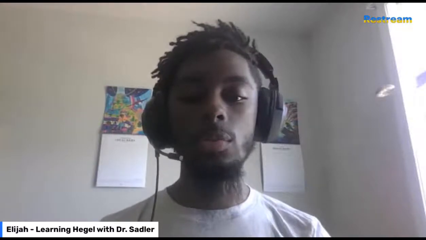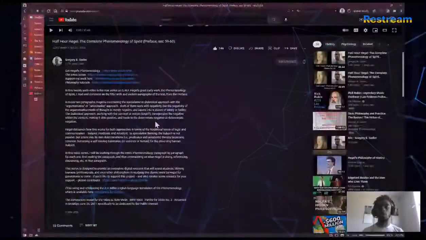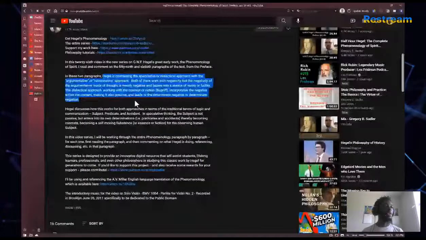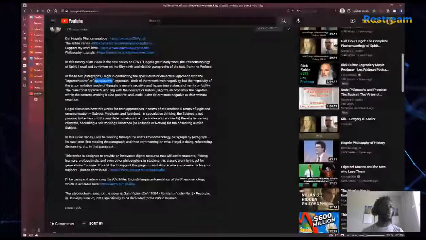So actually, let me show y'all this stuff because there are a lot of big words. You can just read along with me here. So that's what I was reading, this first paragraph. That's a word I have a problem with, ratiocinative approach. Very interesting. I like how he broke this down. He broke this down a lot better than I could.